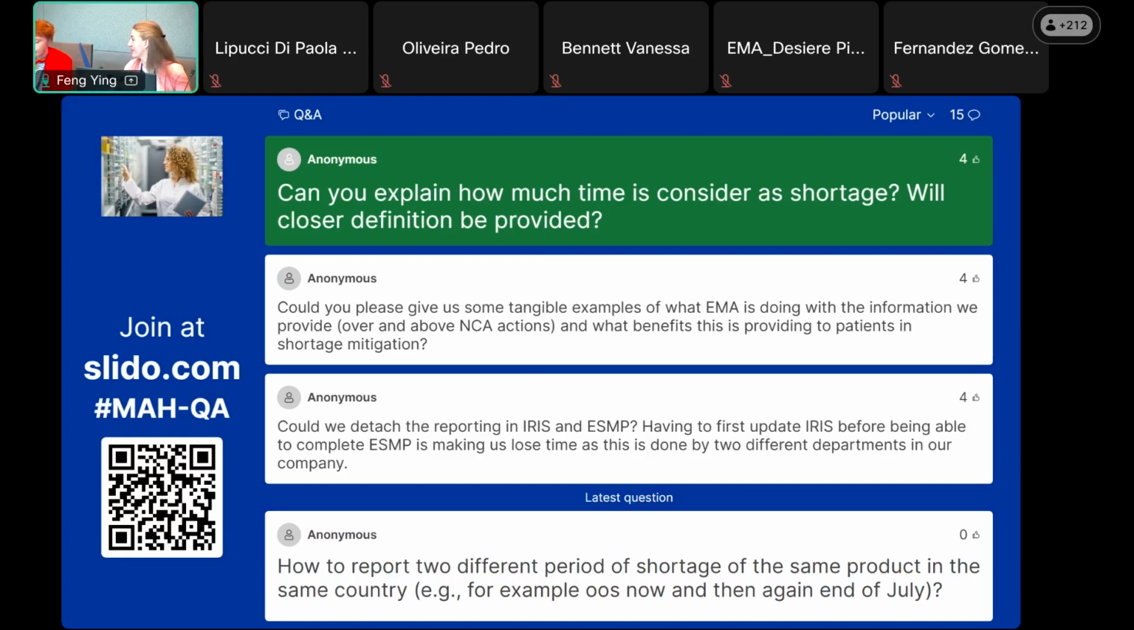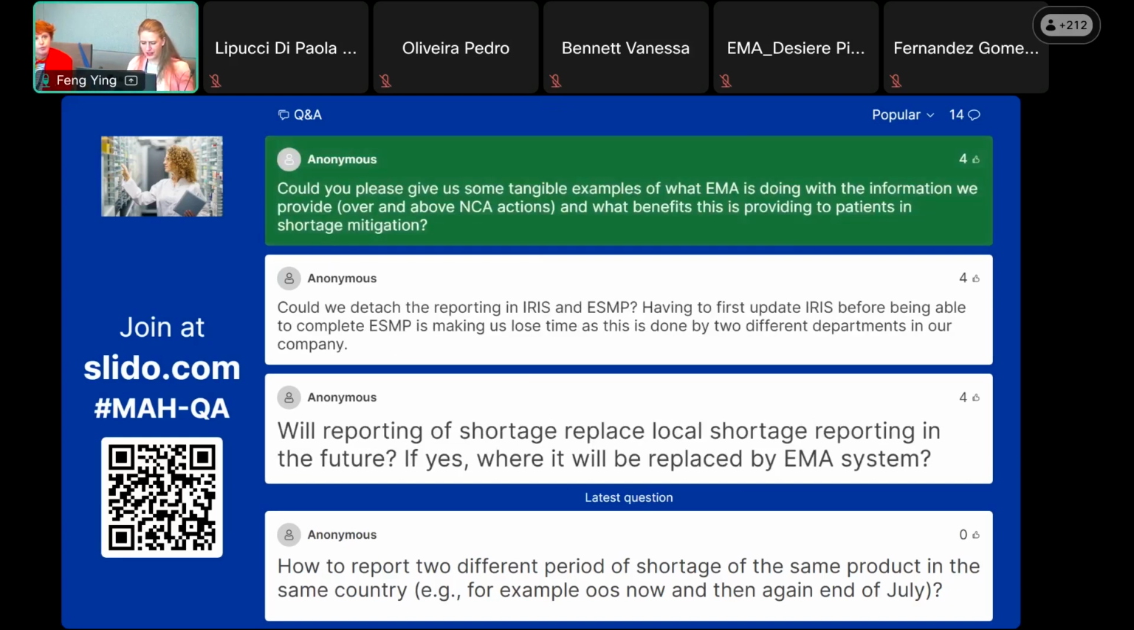Anything to add from my colleagues for this question also? And then moving on. Could you please give us some tangible examples of what EMA is doing with the information we provide over and above NCA actions, and what benefits this is providing to patients in shortage mitigation? So I can start with this, and if colleagues want to add to that, of course, feel free. So, of course, it depends on the specific shortage case.